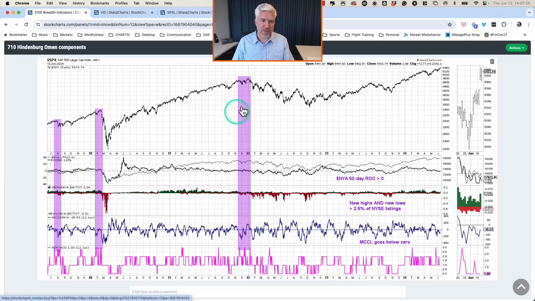And I've highlighted here the last 3 times that it's occurred. Generally speaking, most major tops have had a Hindenburg Omen signal not after the top, but usually going into the top. It's sort of a great early warning system that the conditions are looking similar to previous bull market topping phases.